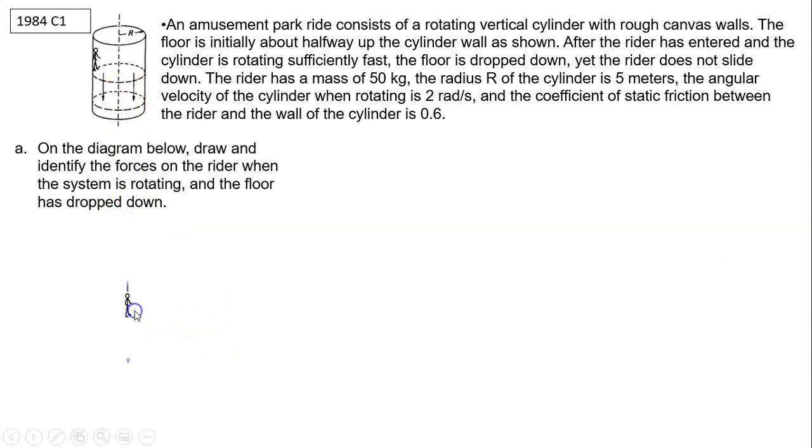So we have a downward force, which is mg. We have a normal force from the wall. The upward force actually is the friction force. It's between the person and the wall. That's the force that is holding the person up.